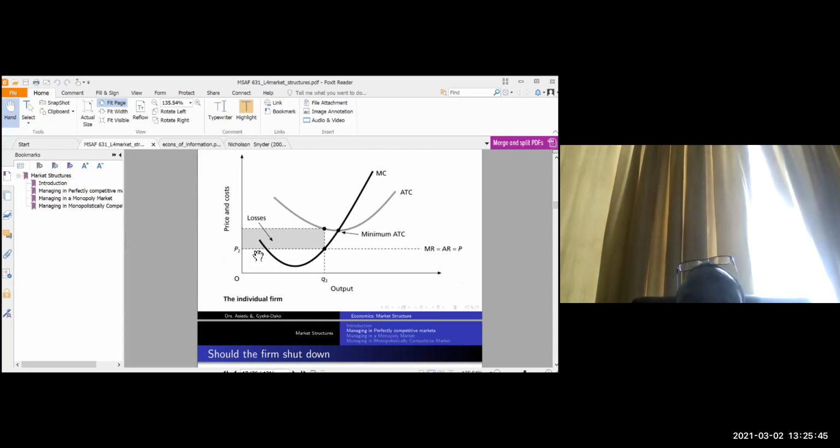This is an example of a loss. I've also explained that on the whiteboard, where the average total cost is higher than the market price P2. You make losses. You don't want to be here.